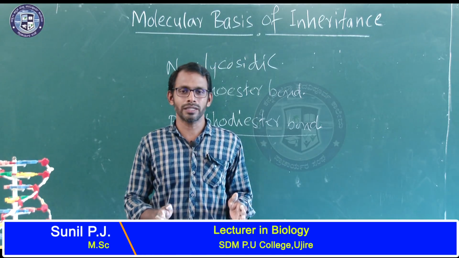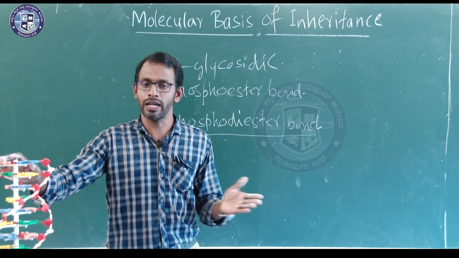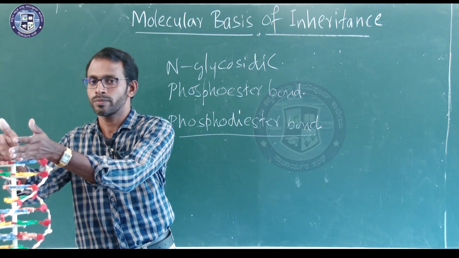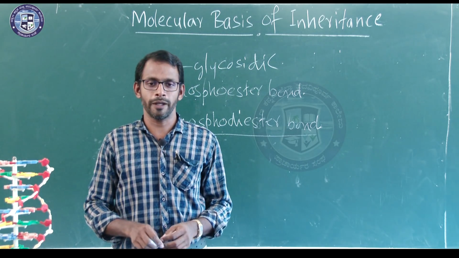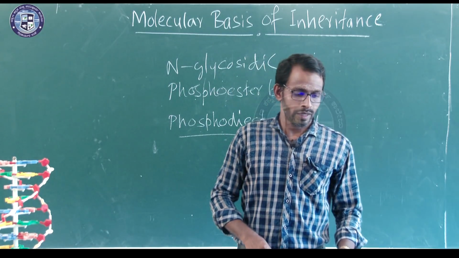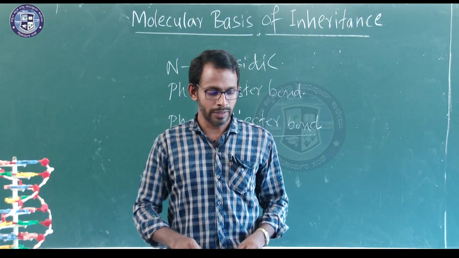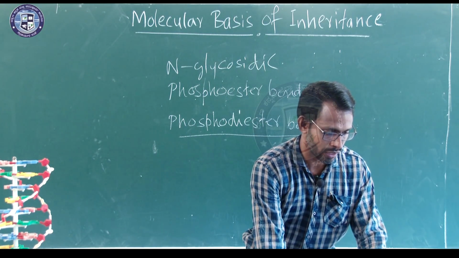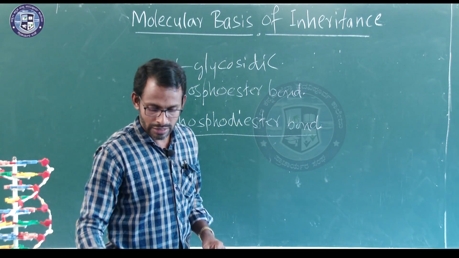Now, what is the final structural arrangement in DNA and RNA? Now, I am going through the final structure of the DNA. This final structure of the DNA was explained by two great scientists called James Watson and Francis Crick.